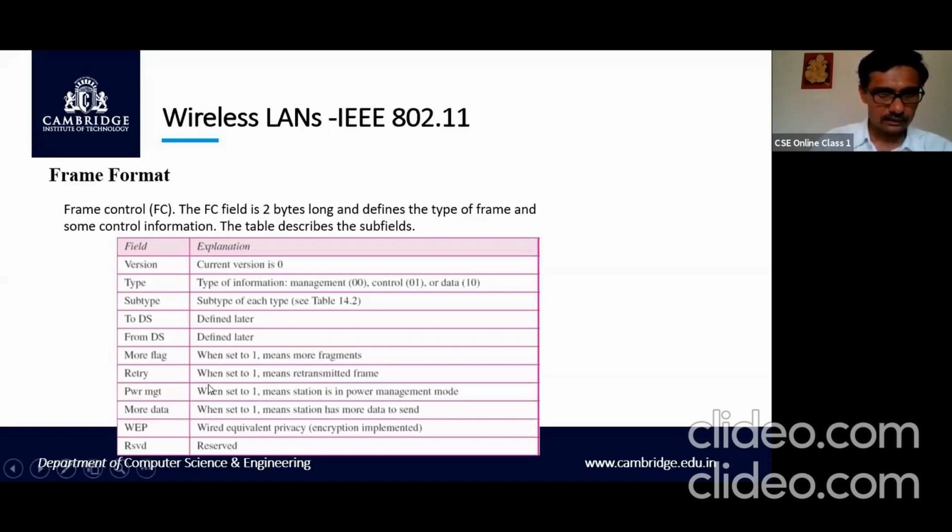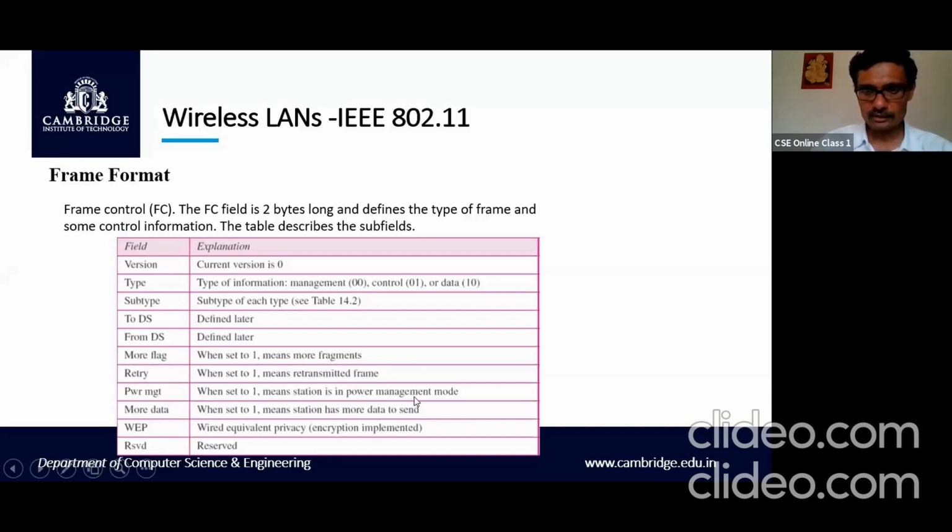Then retry. As we told earlier, if it is a retransmitted frame, it is 1. If it is a first time transmission, it is 0. So retransmission may occur in the flow and error control method that we discussed earlier. The power management, when it is set to 1, means the station is in power management mode.